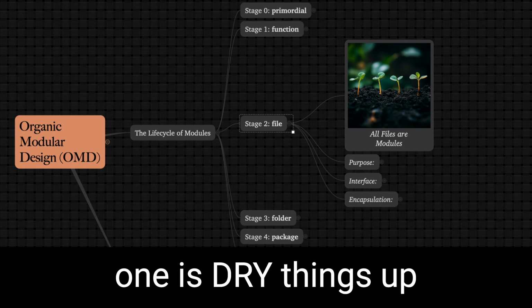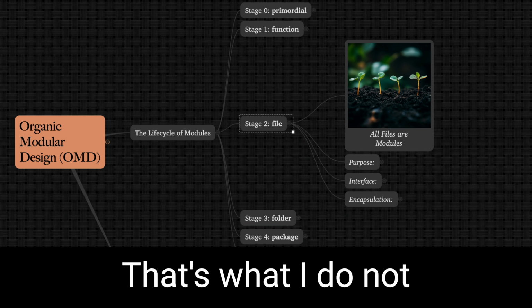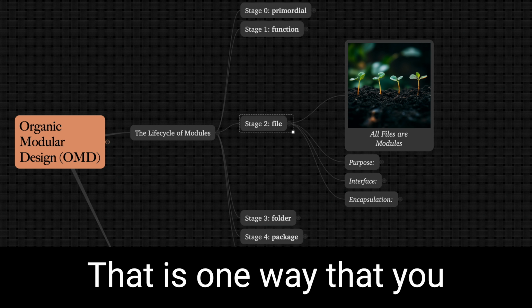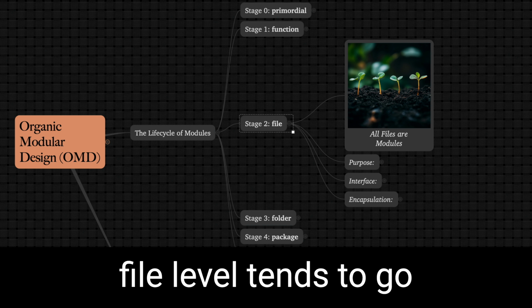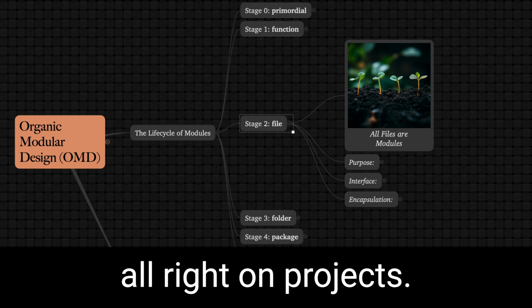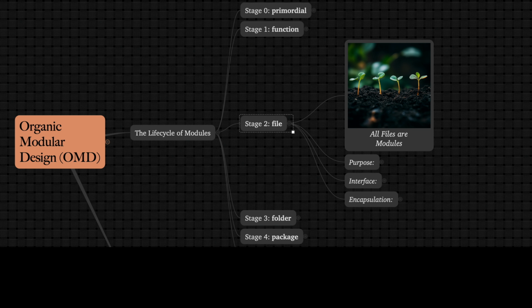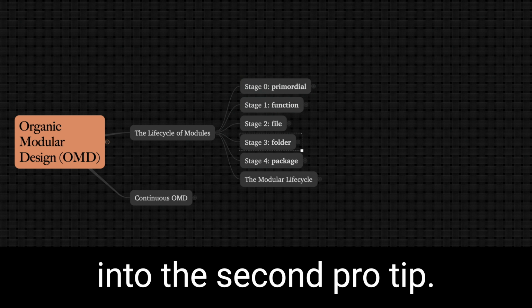And the first one is dry things up as soon as you see it. That's what I do not see on most projects. That is one way that you can level up past your peers. Modular design at the file level tends to go all right on projects. People seem to get that concept. But now we're going to lead into the second pro tip.